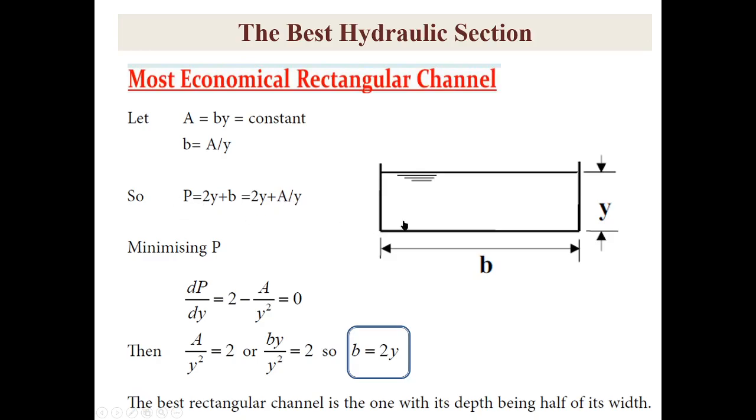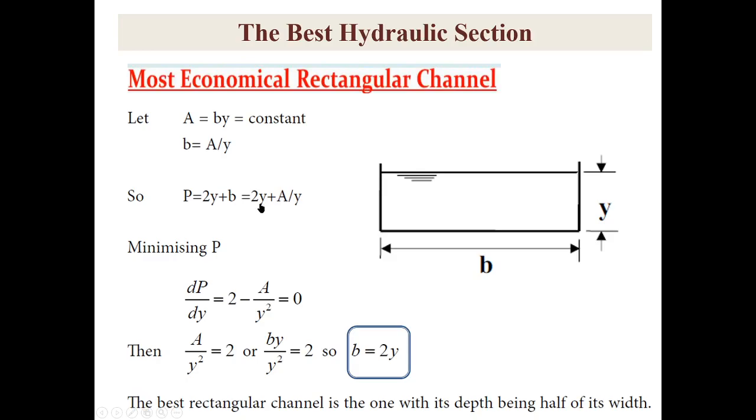Now, we know that the wetted parameter for any rectangular channel or any rectangular cross section equals 2y plus A over y. I'm going to minimize the P. I should know that P is a function of only one parameter, y. Therefore, instead of del p over del y, I can use dp over dy, and it should be equal to zero.